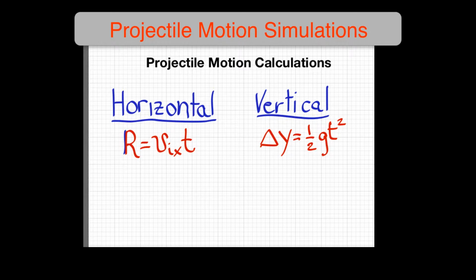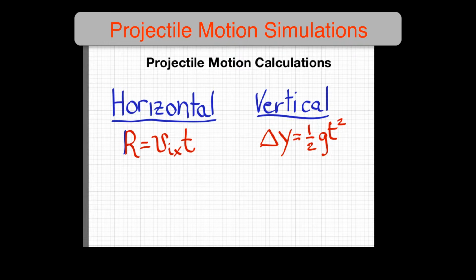Welcome to PV Online, and today we're going to take a look at some problems dealing with projectile motion. Now these are all going to be launched horizontally, and that causes us to modify our vertical equation so we don't have an initial velocity in the y direction.